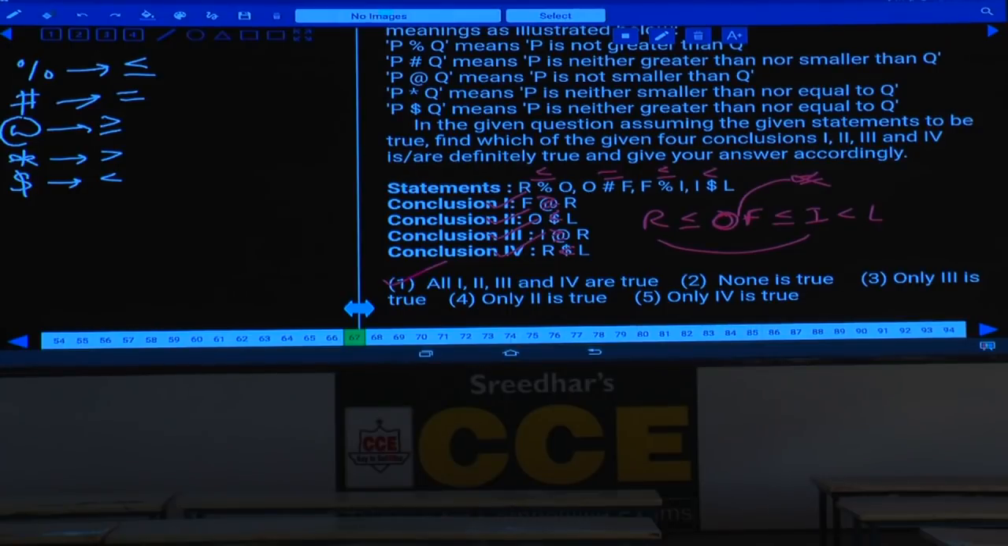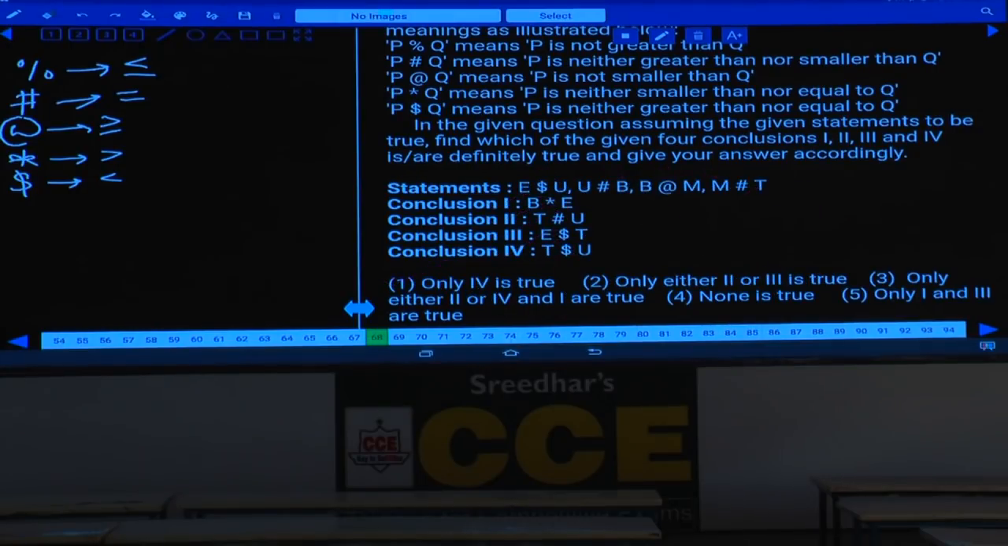Then question number 68. E dollar stands for E lesser than U, and U hash means U equals to B, and B at the rate of means B greater than or equals to M, and M hash stands for M equals to T. Then the conclusion, B star E means B greater than E, and hash stands for equals to, and dollar stands for lesser than. Then B greater than E, E lesser than B means B greater than E, definitely true.